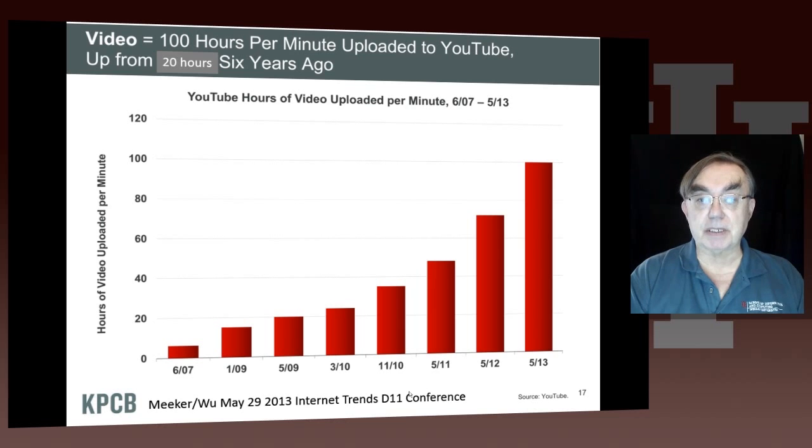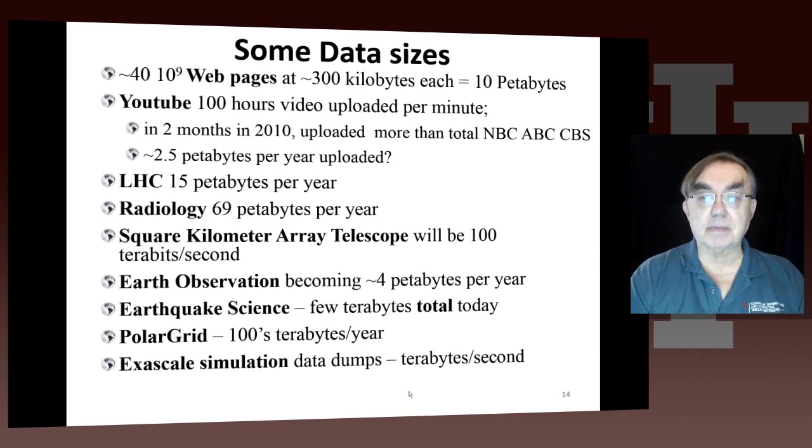And 100 hours per minute uploaded, 6 months ago, 8 months ago, quite impressive. And that's up from 20 hours a minute 6 years before then. So that's many petabytes per year. And the Large Hadron Collider, which we'll discuss, is 15 petabytes per year. Radiology, excluding cardiology, that means MRI and things like that, is 69 petabytes per year. It's sort of the largest amount of technical data.